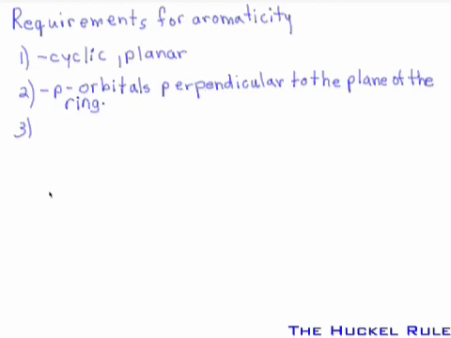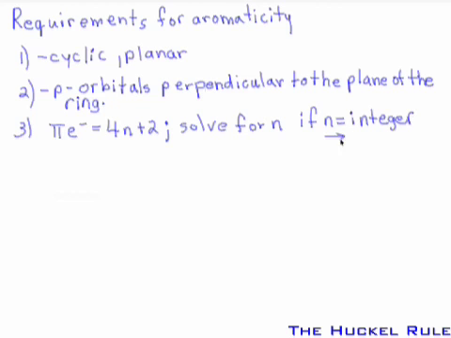The third condition simply states that you must have a Huckel number of pi electrons. That is the total number of pi electrons when placed equal to the formula 4n + 2. When you solve for n, if n equals an integer, you're aromatic.